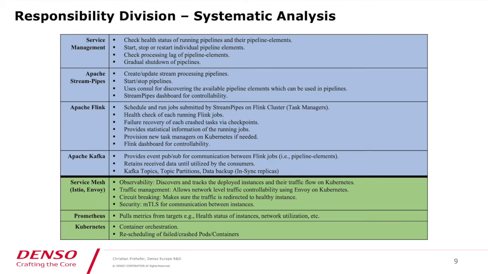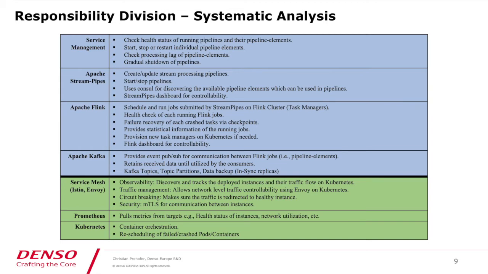As we have several complex tools and technologies involved in the overall architecture of our system, we have done a systematic analysis of our system in order to define a clear responsibility division of each component involved. We have divided our system into mainly two layers. The above layer is known as the data layer. It includes all the tools which are involved in the creation, management, and execution of stream processing pipelines. It provides the execution environment for the business logic for the pipeline elements.